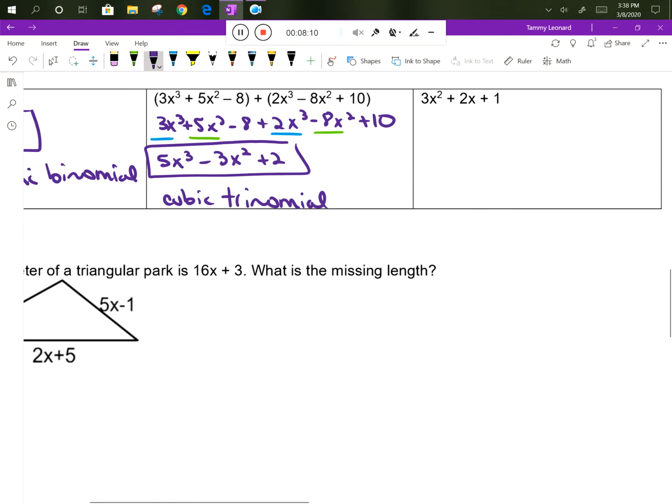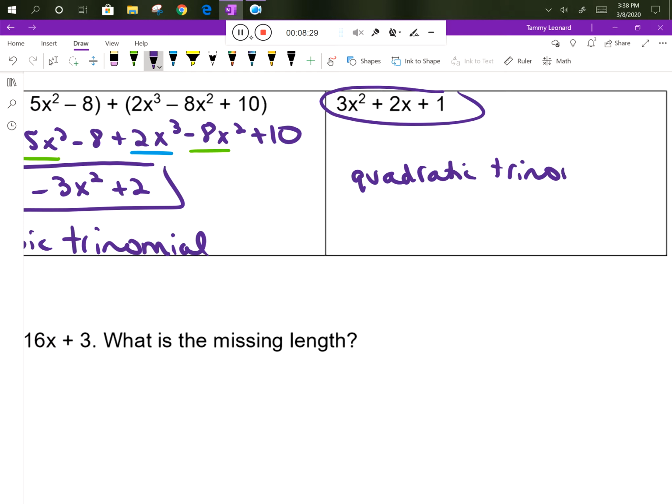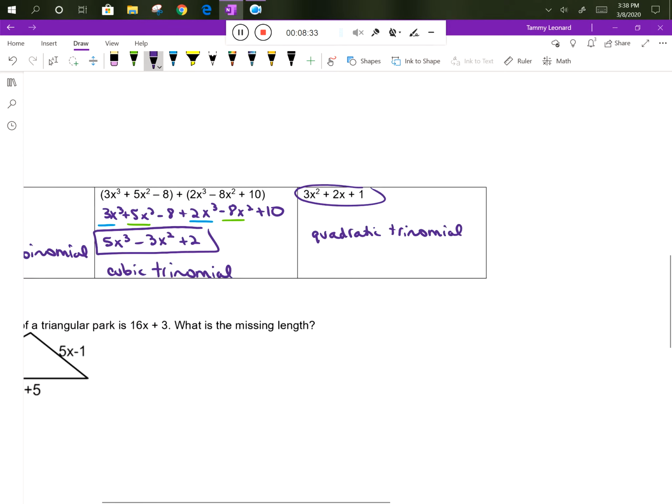Now the last one, I can't do anything to simplify. It's already in standard form because the highest power comes first and the lowest power comes last. And none of those terms have the same variables in the same combination, so it's already done. It's been simplified. This is a quadratic trinomial because it has 3 terms with a highest power of 2.